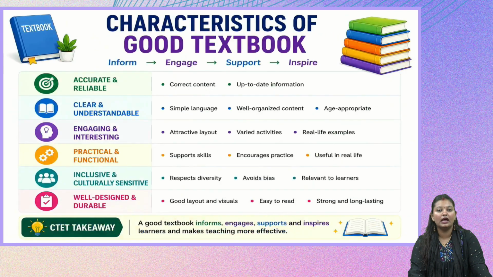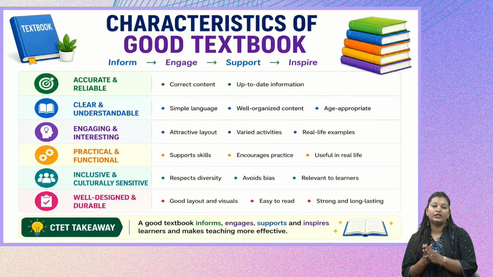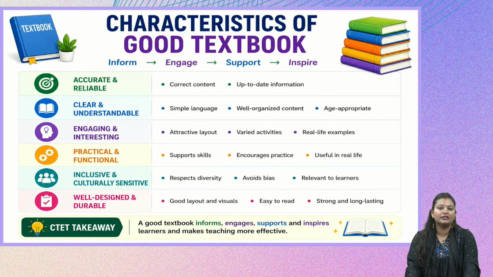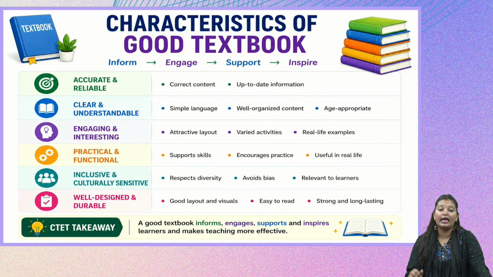So let us now look at what are the characteristics. When we're talking about TLMs, we need to remember that when it comes to teaching of language, our textbooks are a key resource, a key learning material that we use. So what should be the characteristics of a good textbook? The textbook should inform us, it should have the right information, it should be engaging, it should support the learners' learning process, and then it should inspire the learner and have a particular aspect of creativity also. So the characteristics of a good textbook are accurate and reliable.